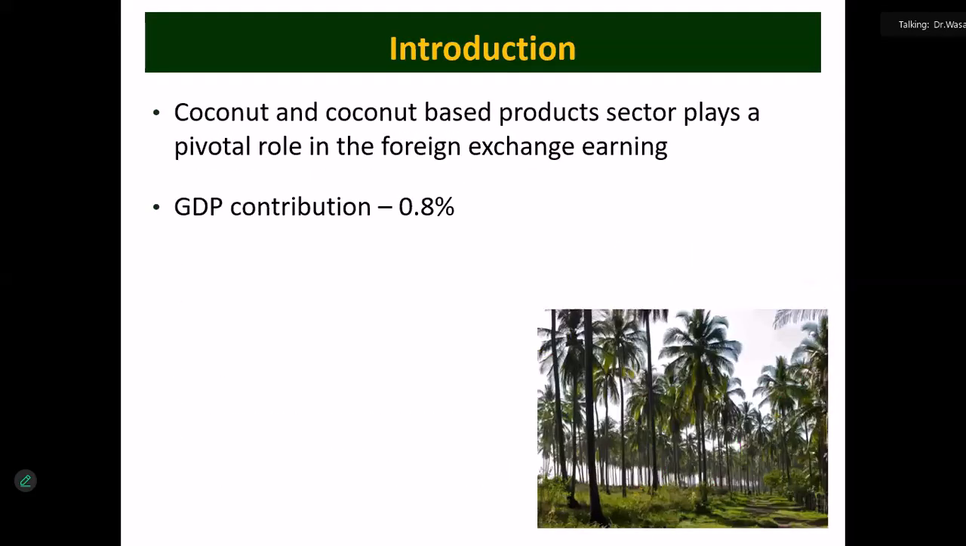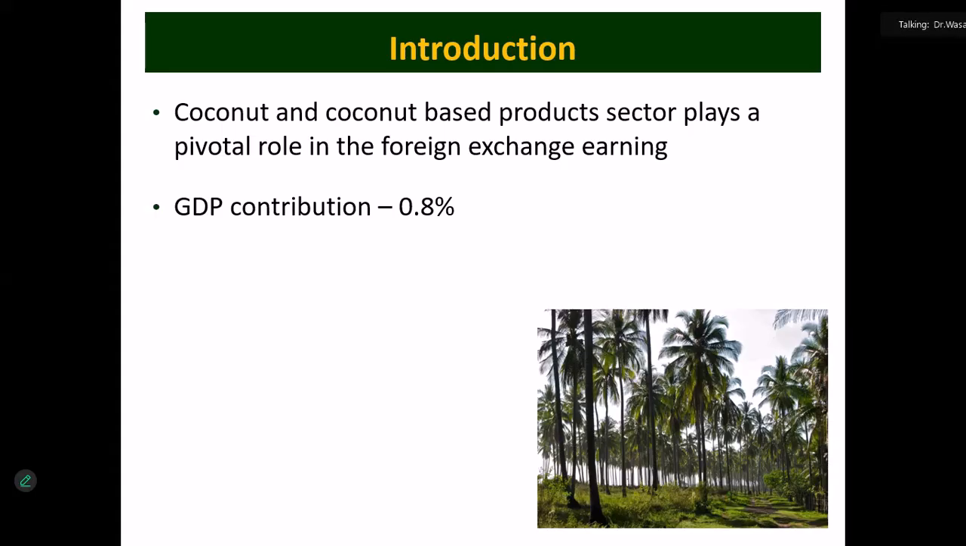Next, in the introduction part, you can read very briefly. Coconut and coconut-based products sector plays a pivotal role in foreign exchange earning. We can export coconut. We export coconuts from Sri Lanka as whole nuts. Coconut and coconut products.